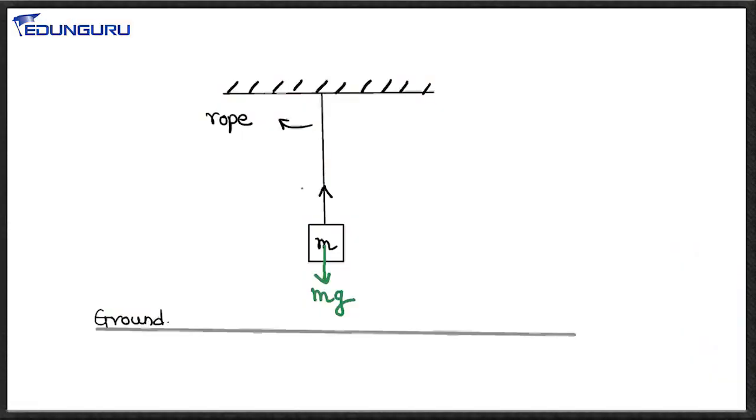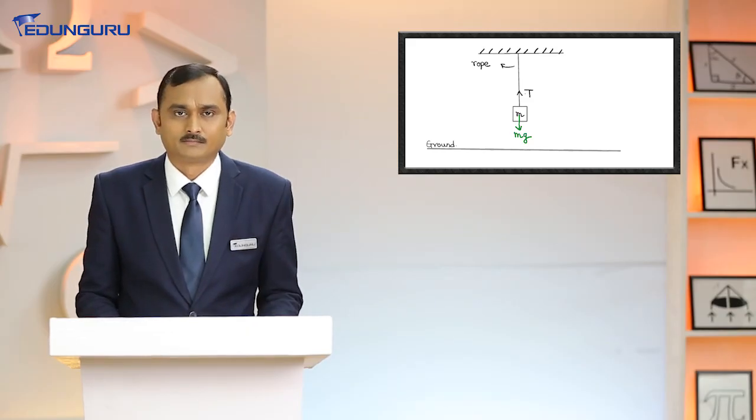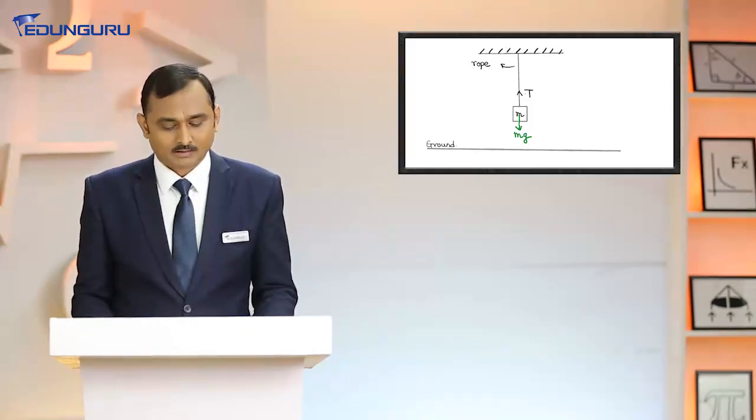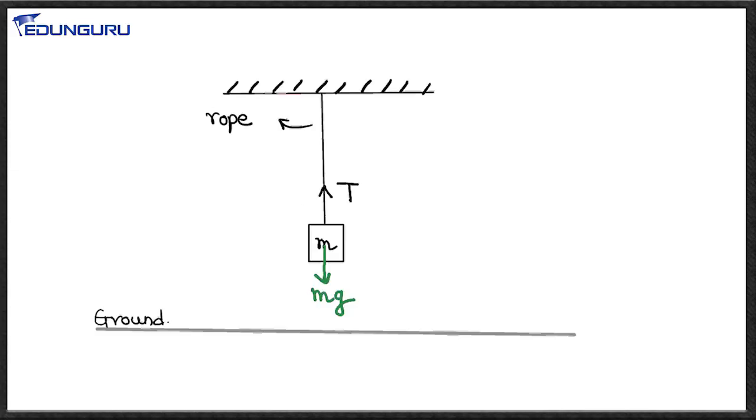See, this block is trying to pull the rope downwards, right? So the pull on this block, or the tension acting on this block along the rope, will be away from it. So please remember, if we want to see tension acting on this block, it will always be directed away from the body or away from the object, right?